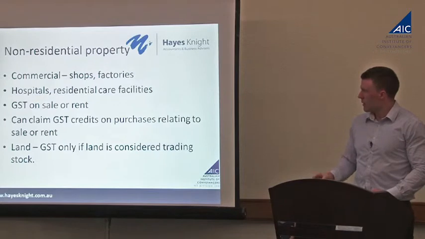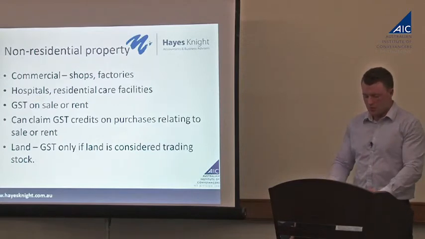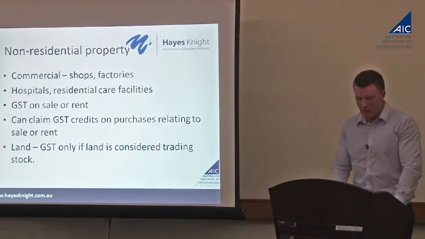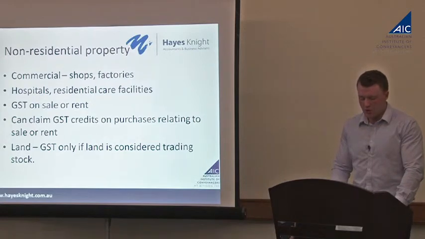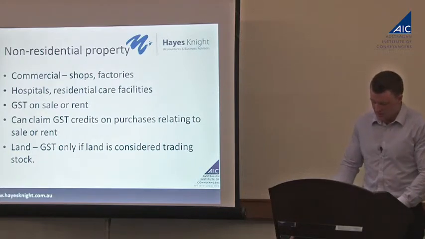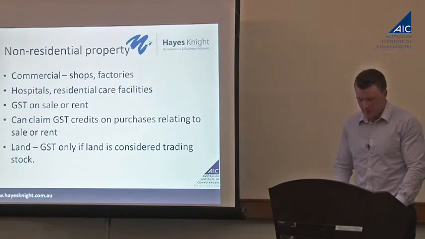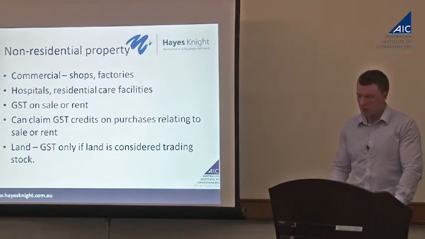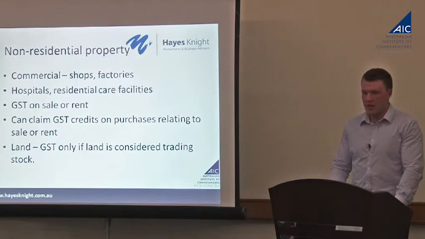The final type of property we come across is non-residential, and this is more our commercial sort of shops and factories and all the big buildings and so on. Similar to the last couple of types of property, there is GST on property transactions in relation to non-residential properties, and we can claim the GST on purchases and need to remit GST on any rent relating to these properties as well.